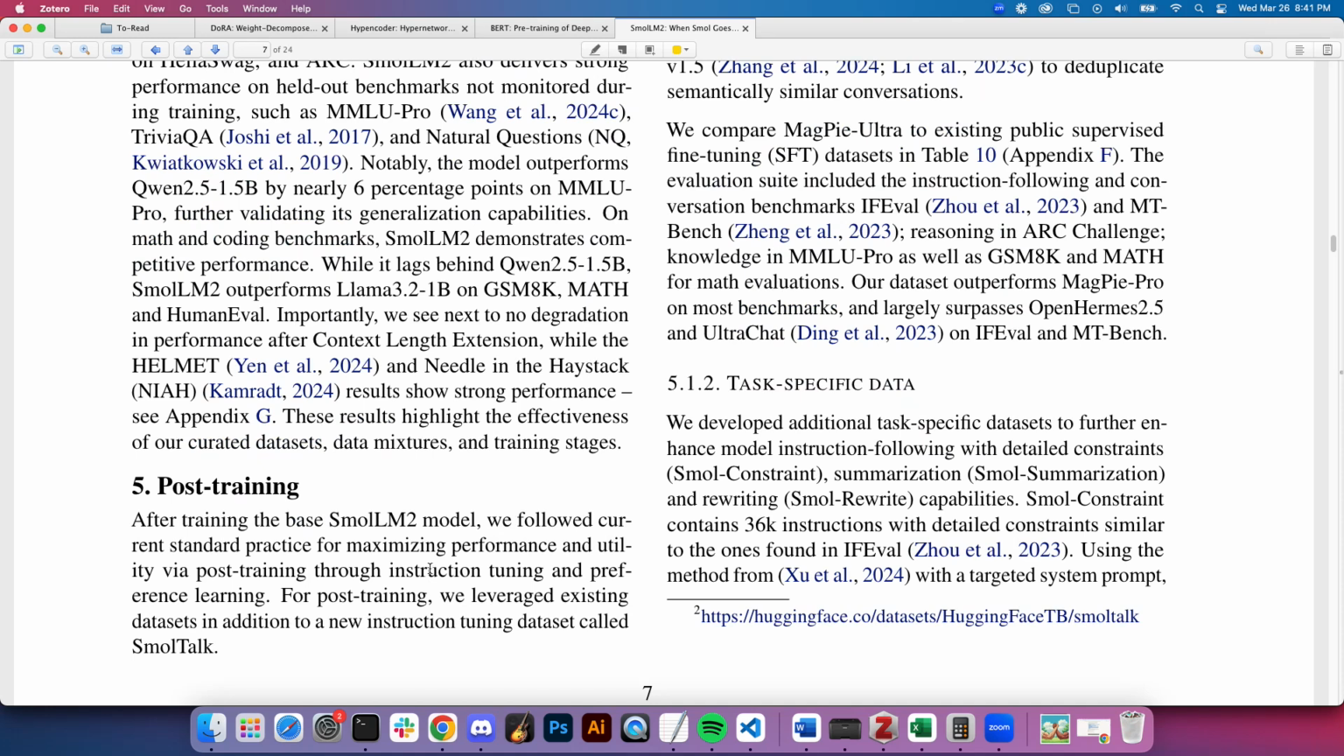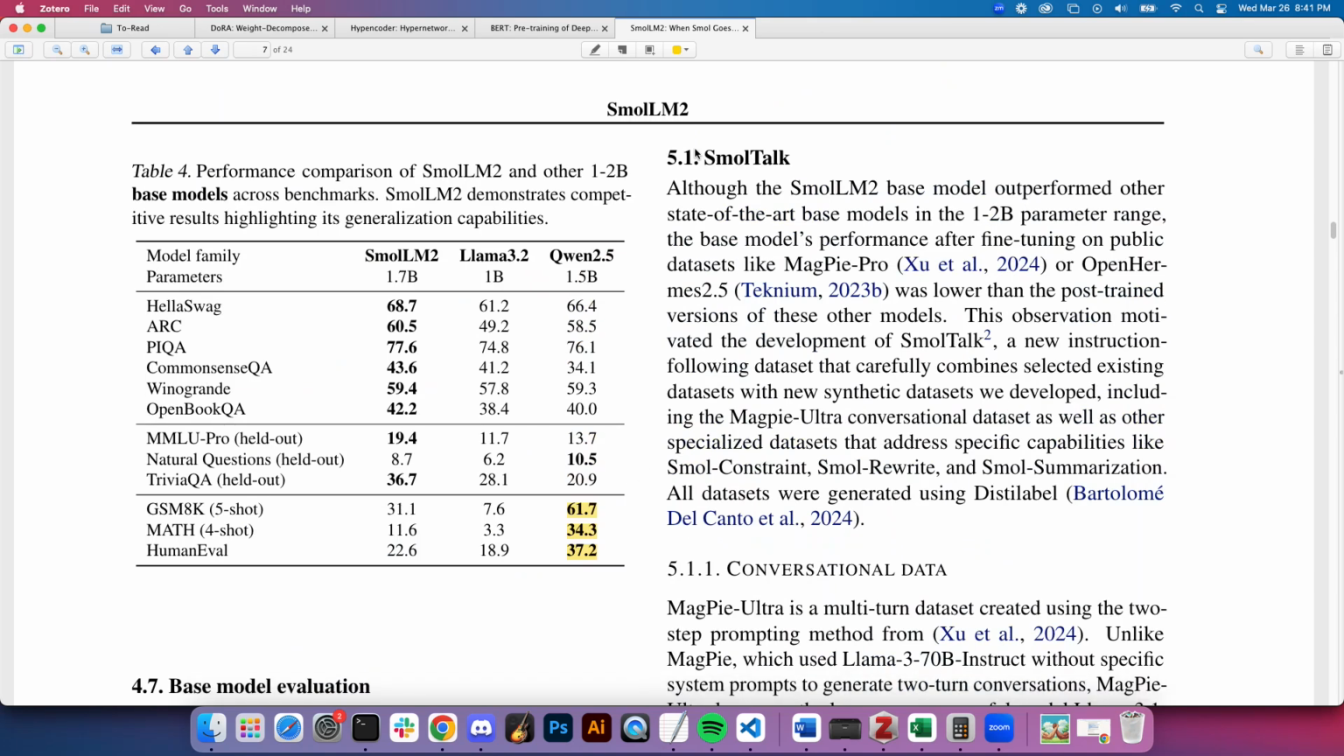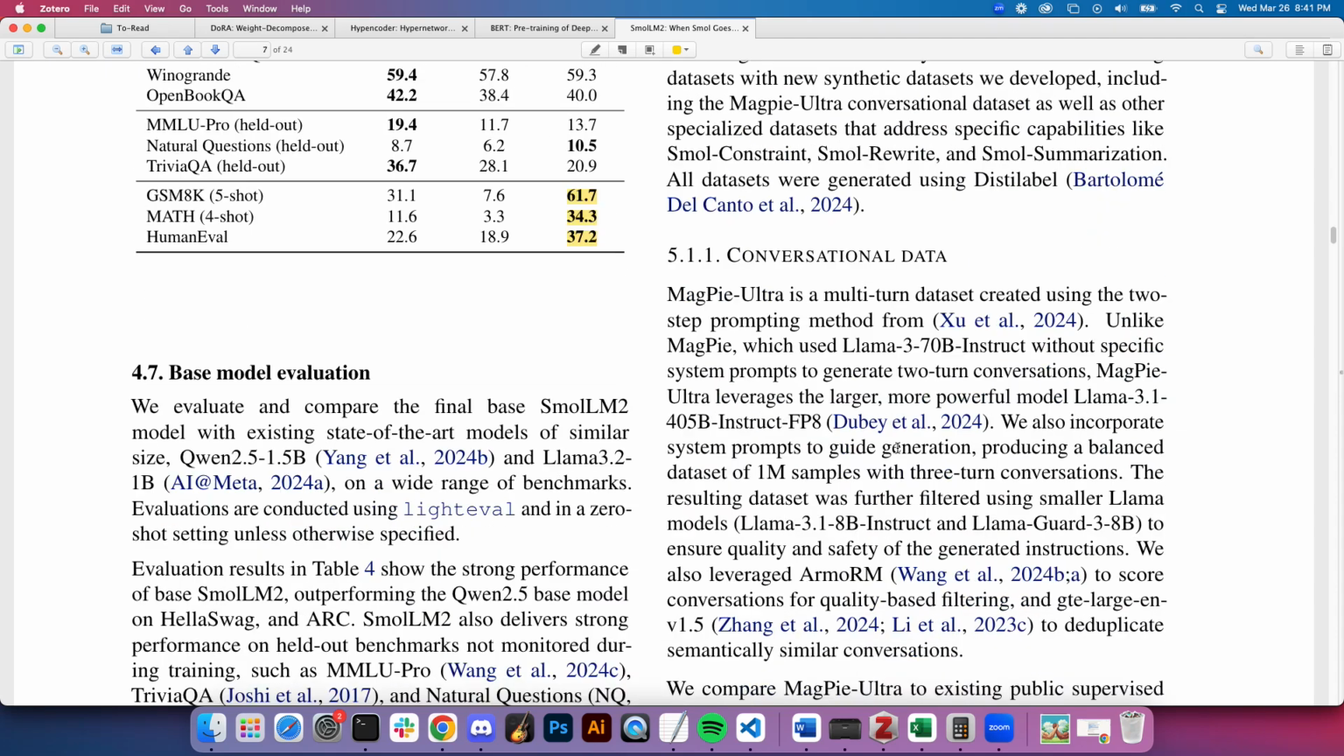After training the base model, we do post-training through instruction tuning and preference learning. For post-training, we leverage existing datasets in addition to a new instruction tuning dataset called SmolTalk. SmolTalk is a dataset that combines selected existing datasets with new synthetic datasets, including the Magpie Ultra conversational dataset and these other ones. All datasets were generated using Distilabel. Magpie Ultra is a multi-turn dataset.